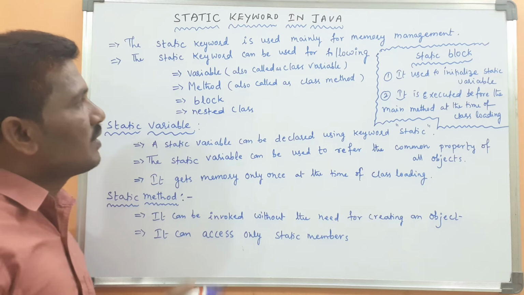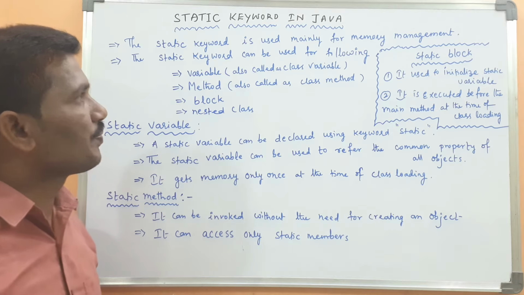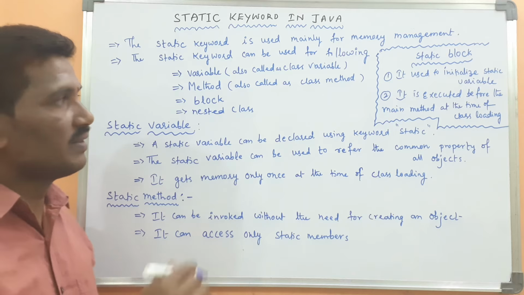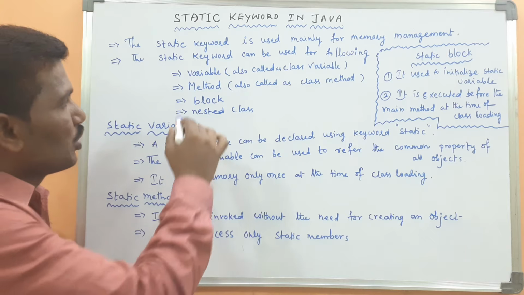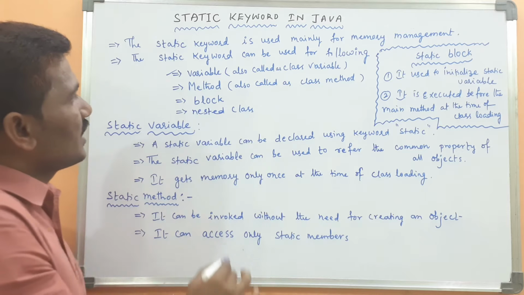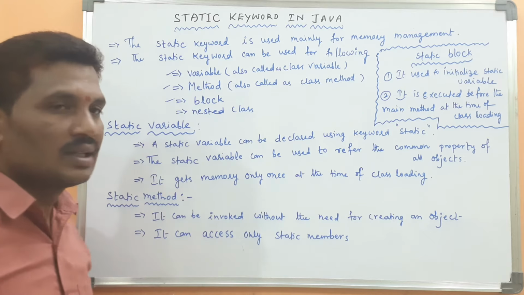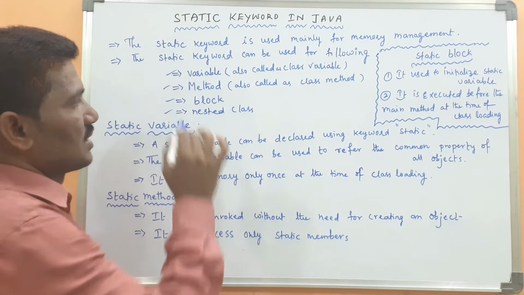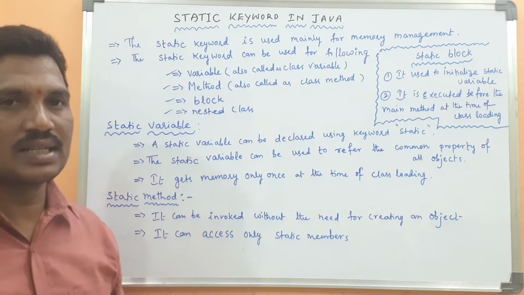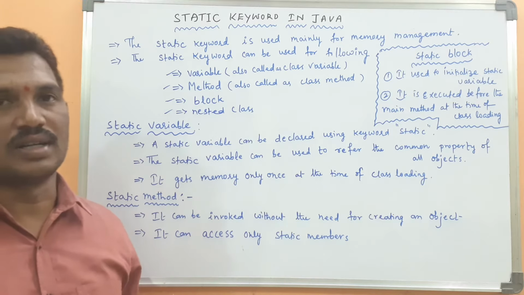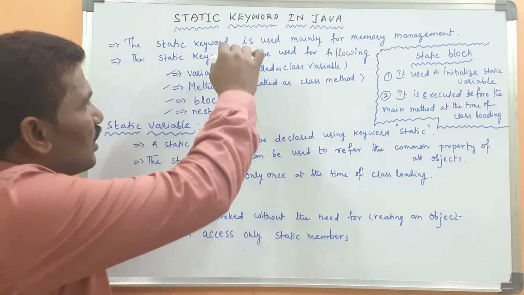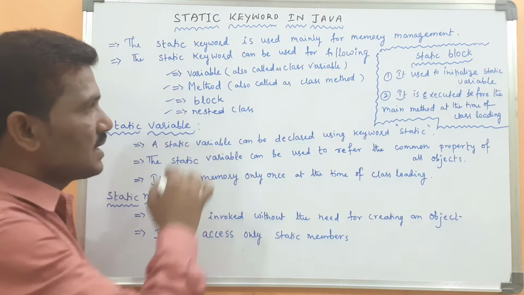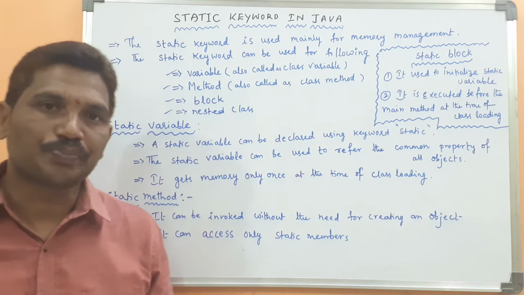The static keyword can be used with the variable, with the method, with the block, and also with the nested class. At the time of teaching the nested class, I will explain that last concept. In today's class, we cover what is a static variable, what is a static method, and what is a static block.